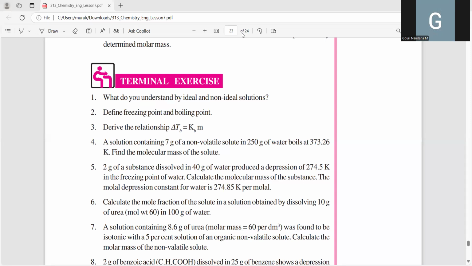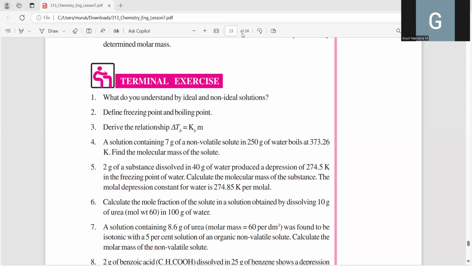Next is, define freezing point and boiling point. So freezing point means the temperature at which a liquid turns into a solid. That is known as the freezing point. There is a specific temperature at which a liquid will turn into a solid. At this temperature, liquid and solid exist together in equilibrium. That is the freezing point. For example, water will freeze at 0 degrees Celsius under normal conditions.